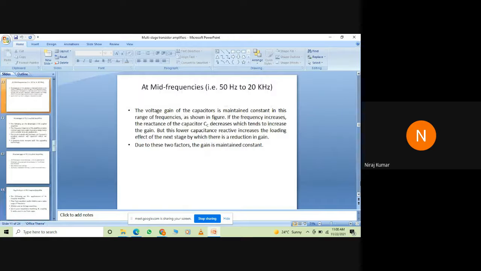In the mid-frequency region, 50 Hz to 20 kilohertz, there is a flat response under this condition. There we can see the reactance of the capacitor decreases, which tends to increase the gain.